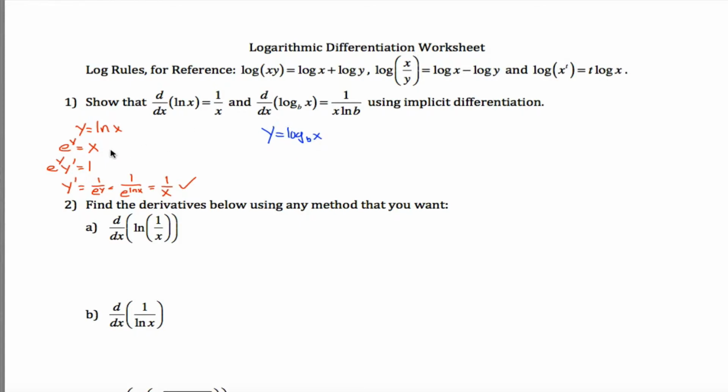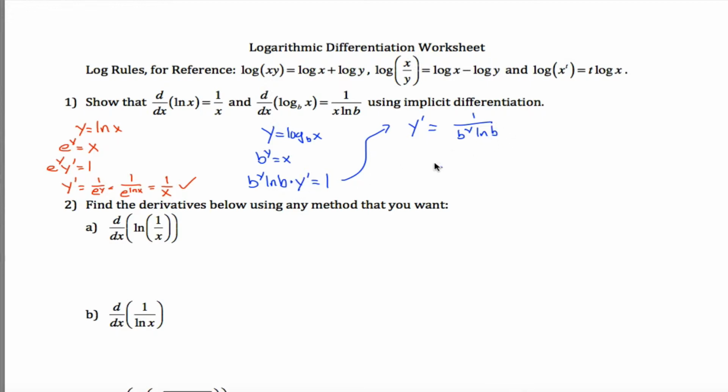Similarly, it's really the exact same argument if you have y equals log base b of x. The only difference is instead of making it e to the y equals x, I'd have to make it b to the y equals x before I take the derivative of both sides. The derivative of b to the y is b to the y times the natural log of b times y prime. There's a chain rule going on there. And the derivative of x is just 1. So from there I can solve for y prime by dividing both sides of the equation by b to the y power times the natural log of b. Get this y prime all by itself.